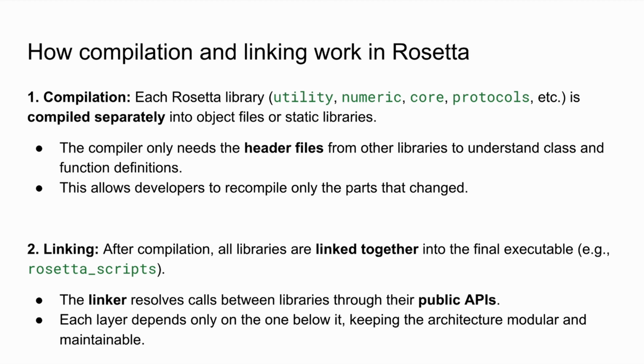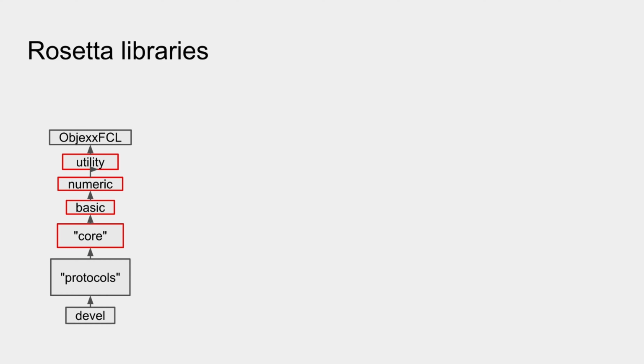So, the compiler basically only needs to see the header files to be able to link the libraries together. The compiler doesn't really need the details. Everything that's in the header file is pretty much the API. So, quick overview. Again, we've talked about this.